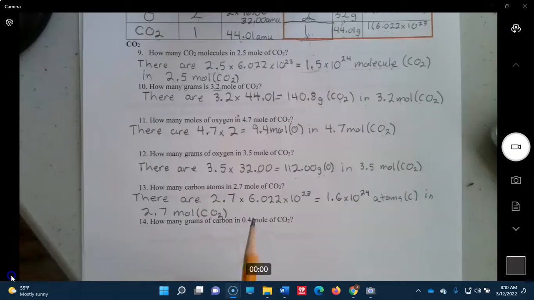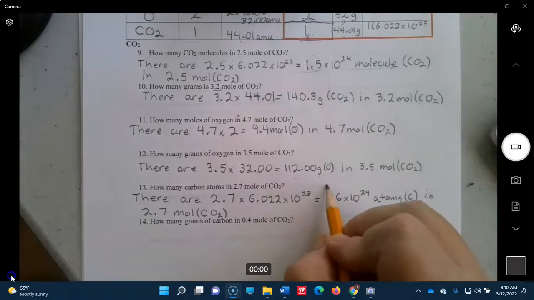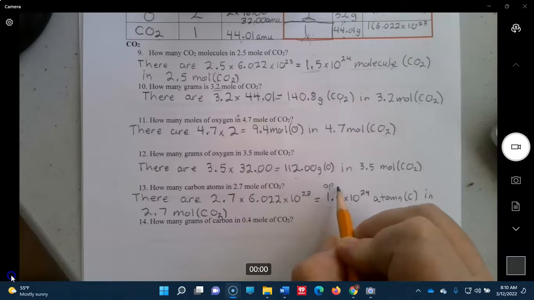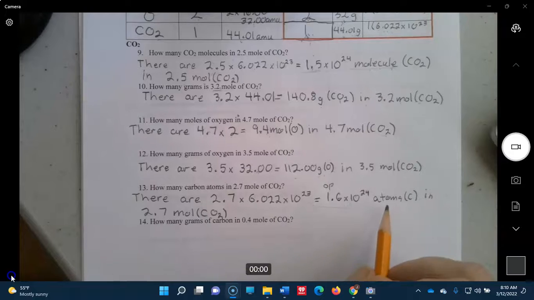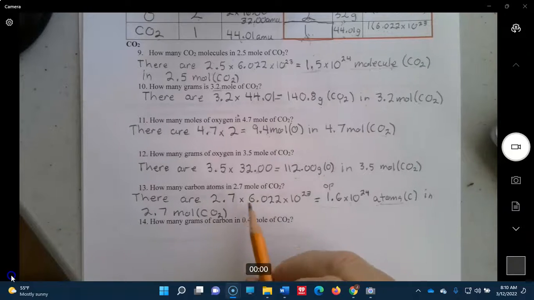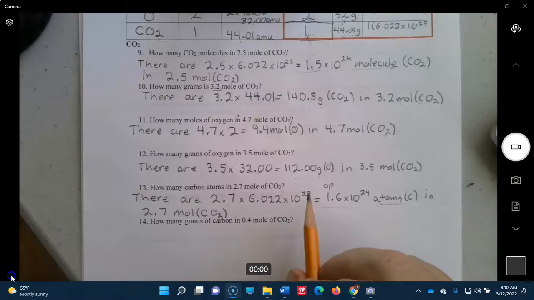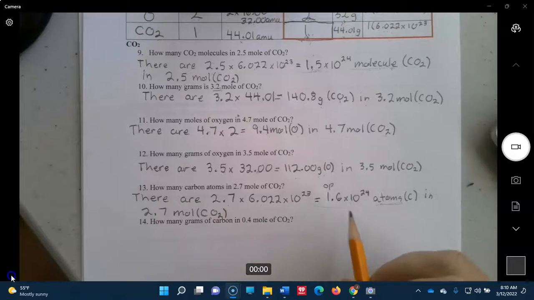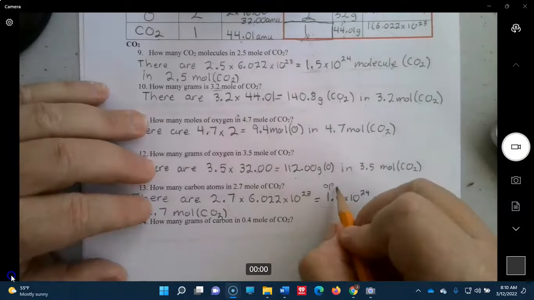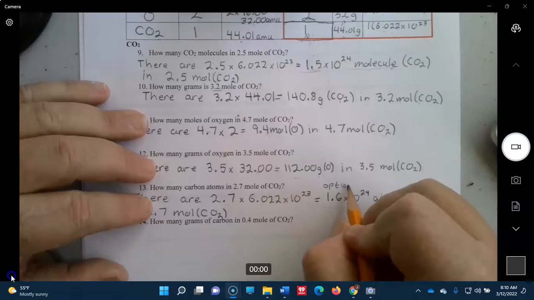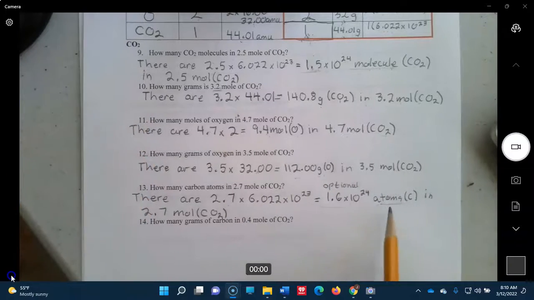Okay, so that's how you would write that. And yes, I did say you don't need to do this. So this is optional, to actually do that calculation. If you don't do this, though, you should put the units of measure after that. All you need to write is 2.7 times 6.022 times 10 to the 23rd atoms of carbon. You don't have to do that calculation, so I'm writing the word optional up here. Okay, in 2.7 moles of CO2.